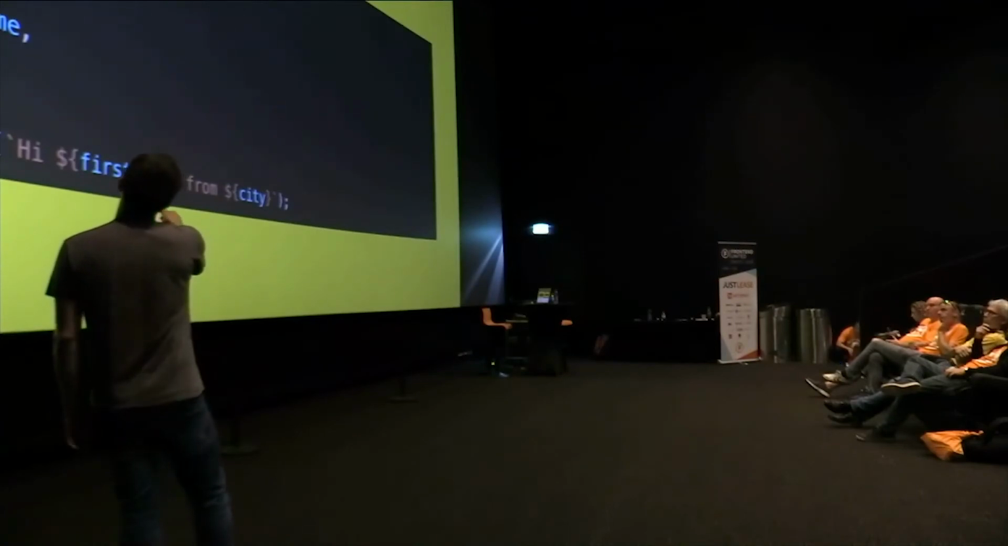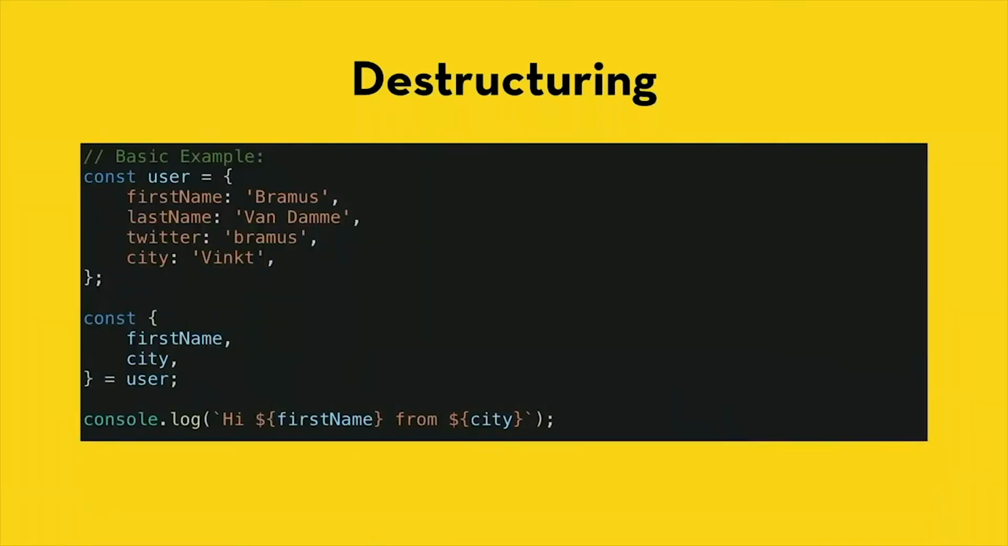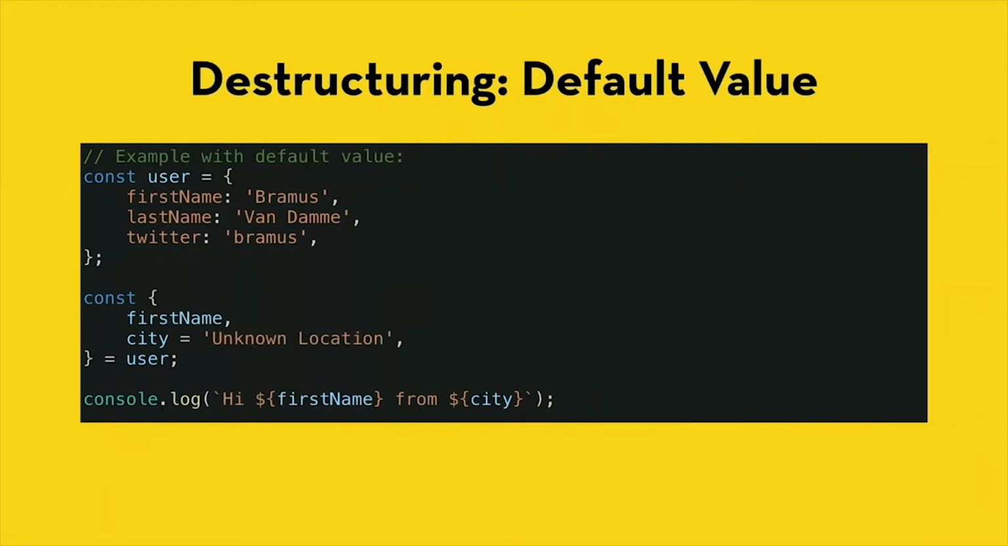So you have this object here, user, first name, last name, and so forth. You pluck the first name from it, and you pluck the city from it, from that user object. So at this time, right here, you have a first name variable available and a city variable available, and you can just use them. This is really, really great stuff. I like this.